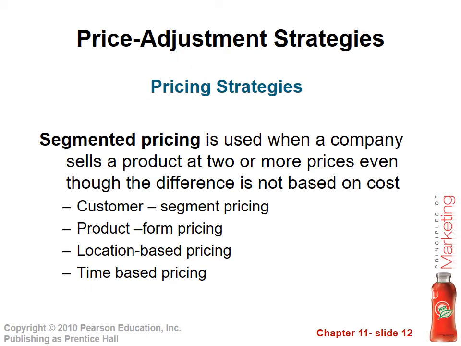And the next one is segmented pricing, which is used when the company sells a product at two or more prices, even though the difference is not based on cost. So they divide it into different segmented pricing. The first one is customer segment, the second one is product form, the third one is location based, and the last one is time based pricing.